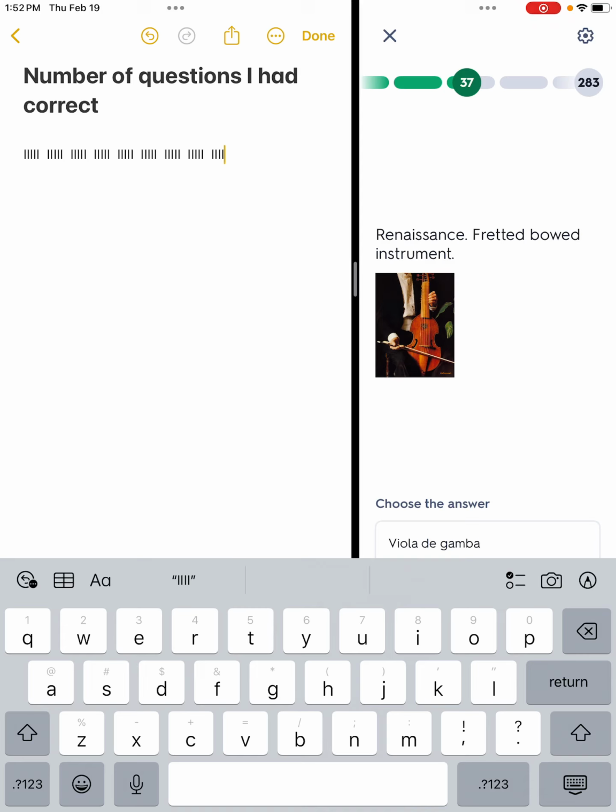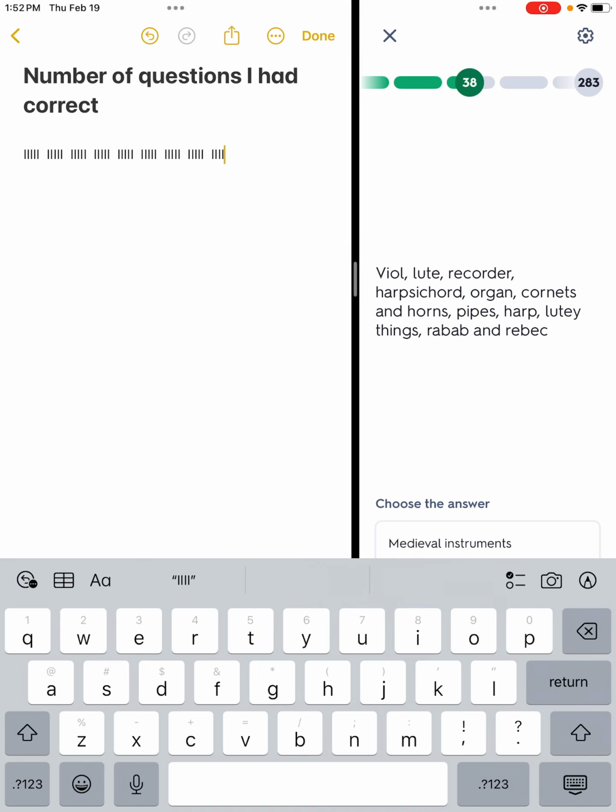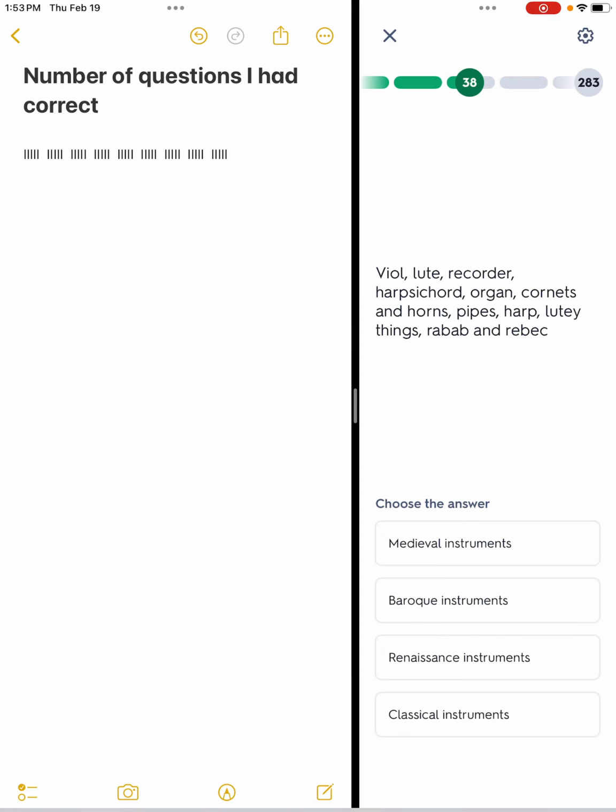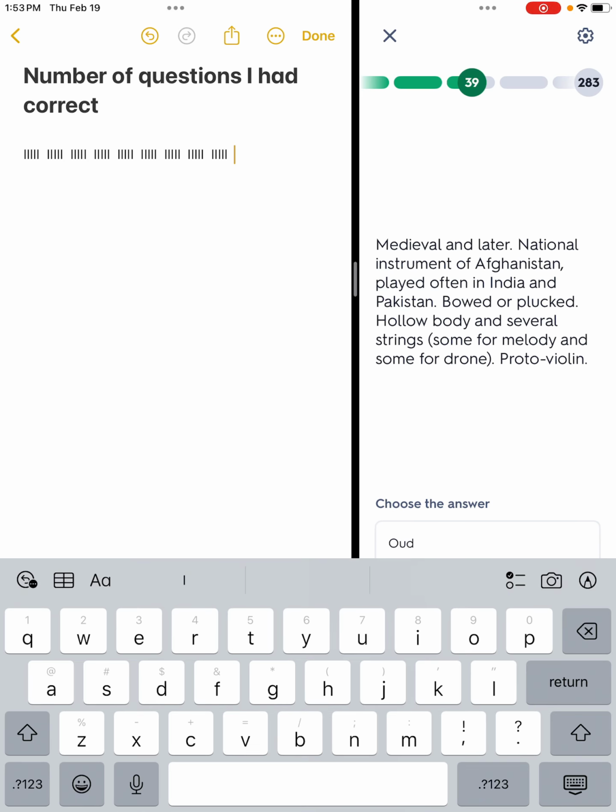Renaissance bowed instrument. Viola da gamba. Had that one right. Viola, lute, harpsichord, organ, cornets and horns, pipe, lute. Viola, lute, recorder, harpsichord. Renaissance. Okay.